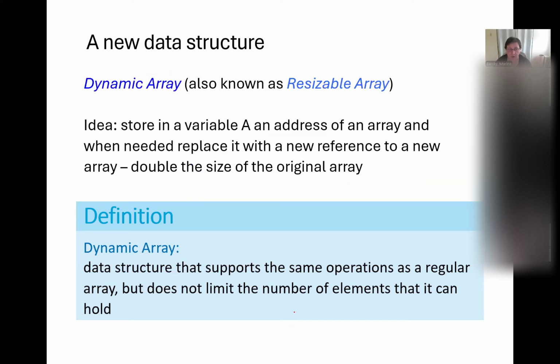The idea is like this: store in variable A the address of a given array, and when you need to, create a new array double the size of the original array, copy all the elements from the old array to the new array, and reset this address to the new double-sized array. So, definition: a dynamic array is a data structure that supports the same operations as a regular array, but does not limit the number of elements that it can hold.